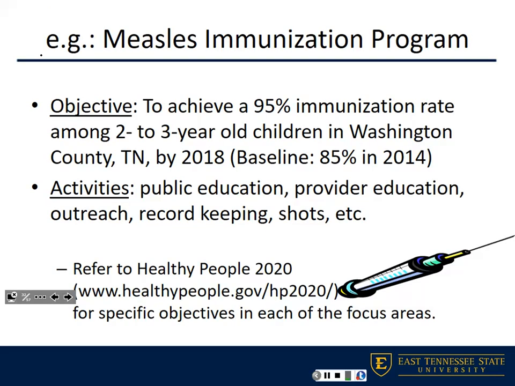So this is an example of a measles immunization program. The objective here is to achieve a 95% immunization rate among 2 to 3 year old children in Washington County, Tennessee by 2018. Baseline 85% in 2014. What do you think of this objective? It's good? Is it a smart objective? It's a smart objective, right?